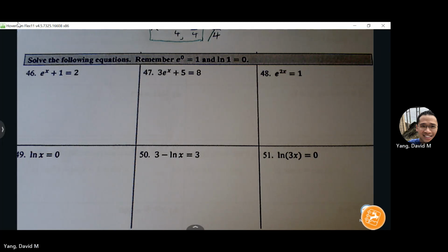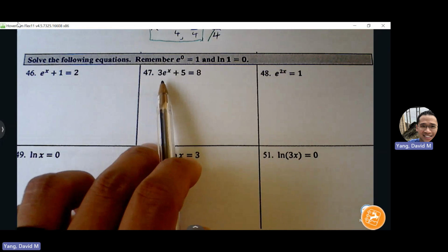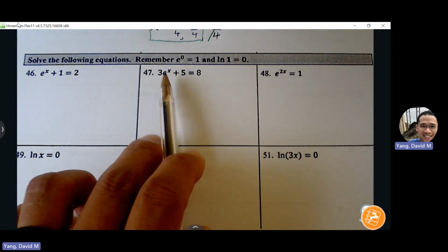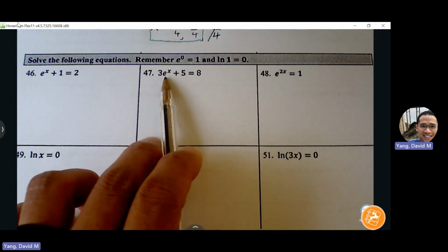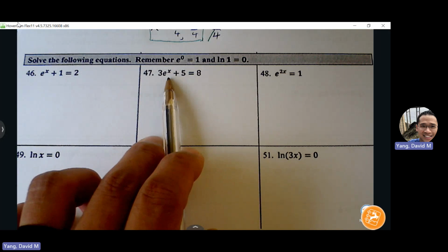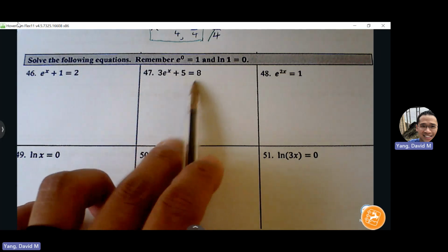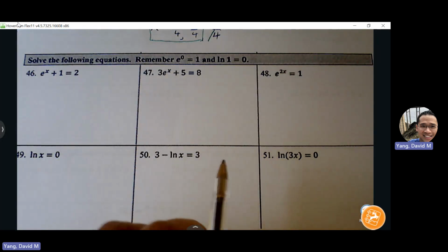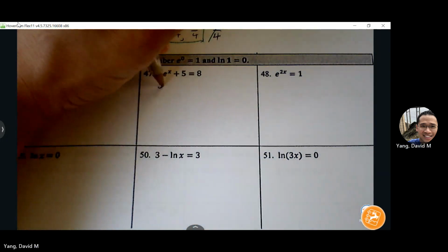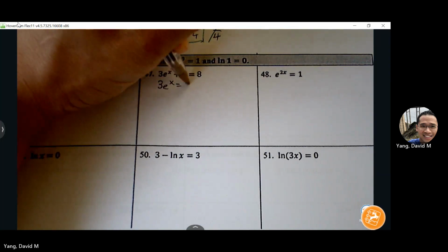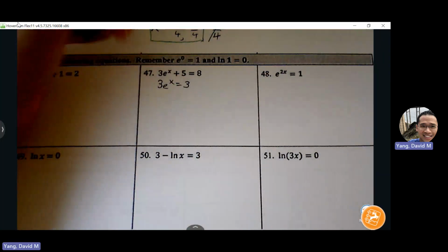Okay, so 47, if I want to solve for x, I'm going to first try to get this e to the x by itself, and then we can worry about getting that x by itself at the end. So I'm going to subtract 5 from both sides. Divide both sides by 3.